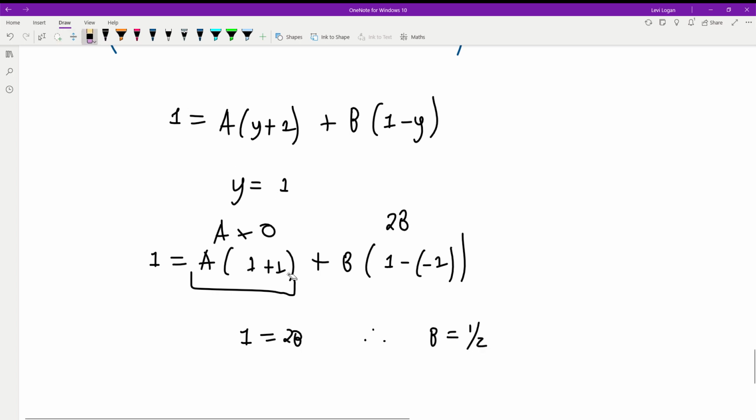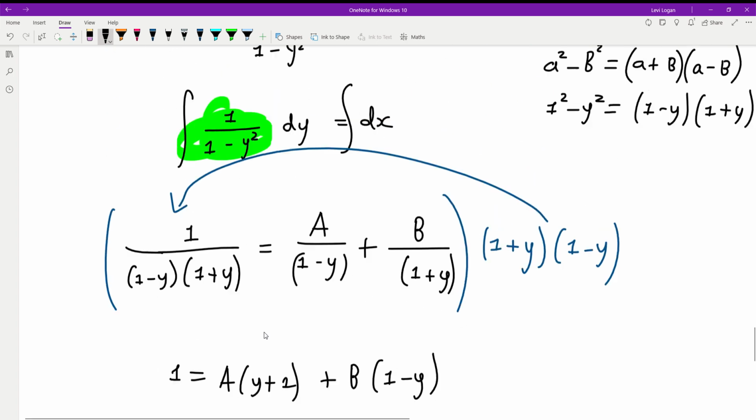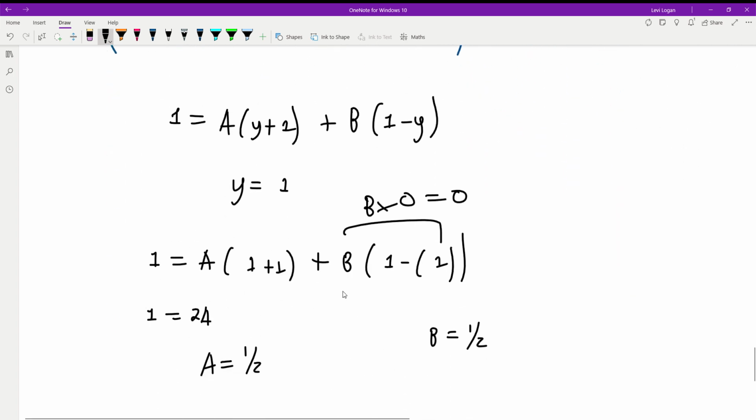Then you can do the exact same thing with the other term. So set y equal to 1, and we get 1 equals 2a, and then this term here is now 0 because b times 0 is 0. That means a also is a half. So a and b are both a half.